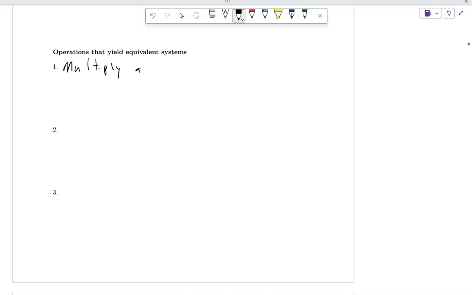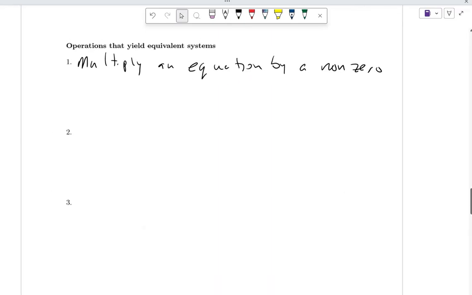So one of them is multiply an equation by a non-zero constant. That's not going to change what the solutions are. We can also just swap two equations. What I mean by that is just basically take two of them and just write them in a different order.